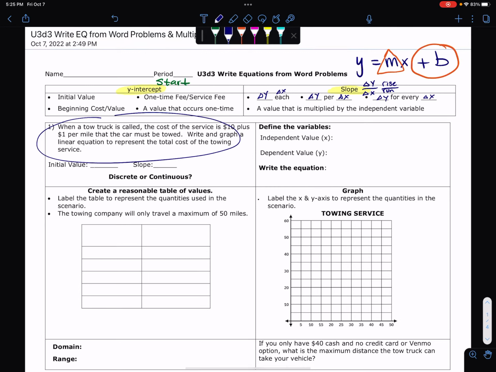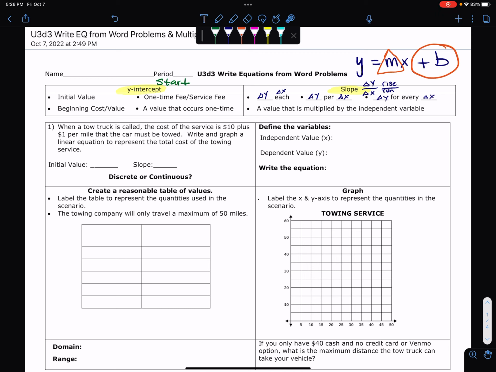So I'm going to read the word problem that's going to happen right here. And remember, keep in mind, we are always searching for the slope and the y-intercept. That's what the whole unit is over. When a tow truck is called, the cost of the service is $10 plus $1 per mile that the car must be towed. Write and graph a linear equation to represent the cost of the towing service, right?